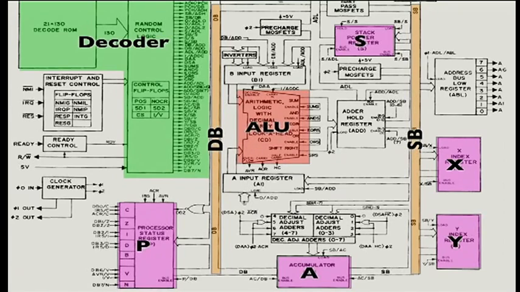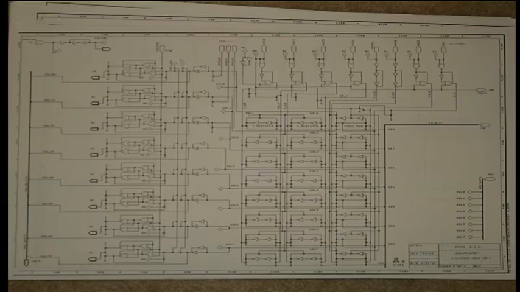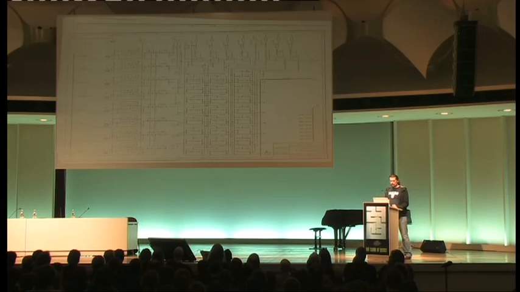What also surfaced just recently is a couple of pages. It seems to be the complete schematic diagram of a 6502, but it doesn't seem to be the original.